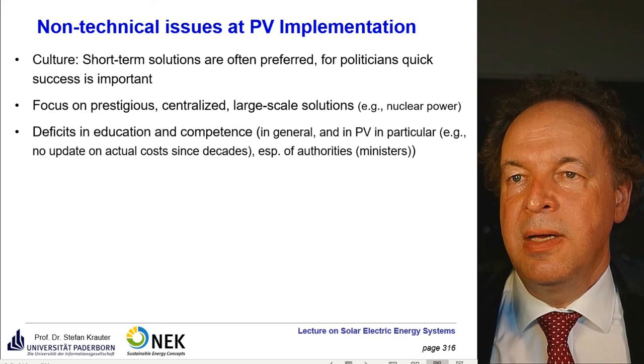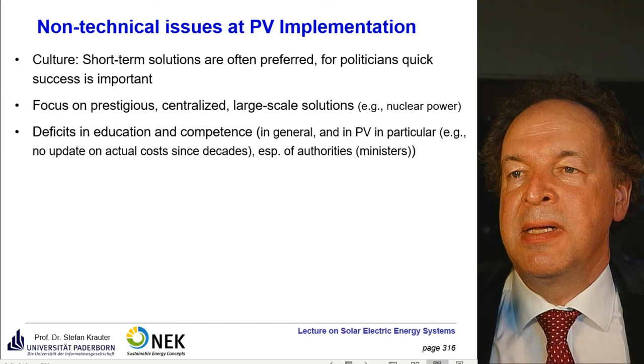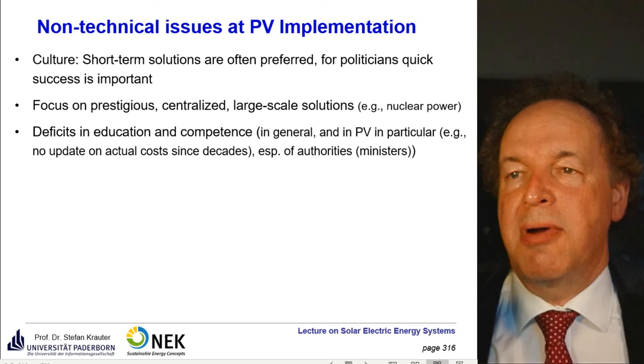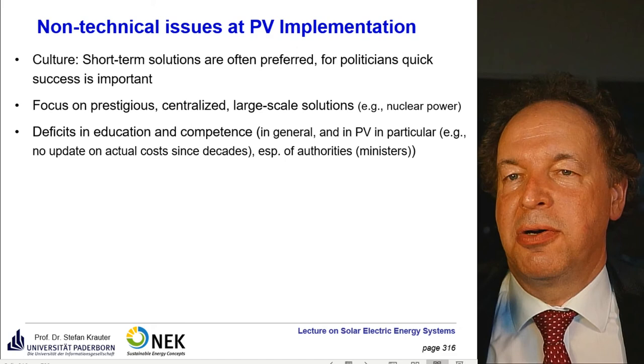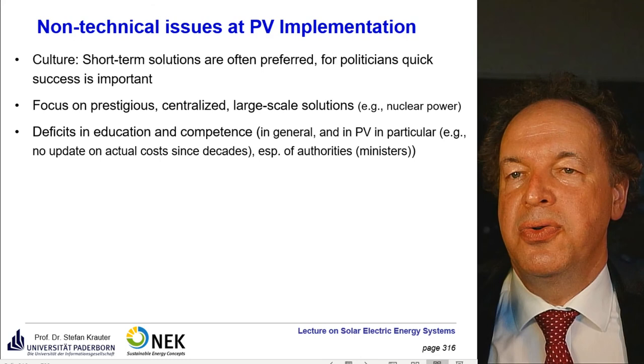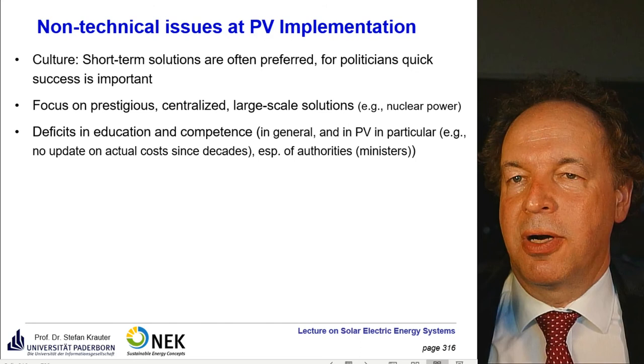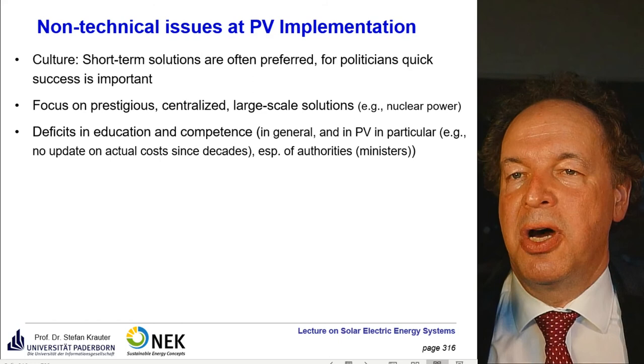There's also a deficit in education and competence in general, and in PV in particular. When we organized a congress in Nicaragua, the energy minister was there, and he still thought 1 megawatt of photovoltaic system costs about $70 million. And I told him, no, it's only about $1 million. And that is why it is really important to do things like we do: lectures, congresses, or publishing on Twitter and so on. It's really important that everyone knows how cheap photovoltaic really is.